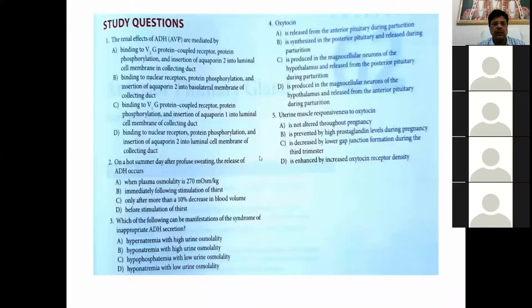What is the answer to the second question? B. Second option B.